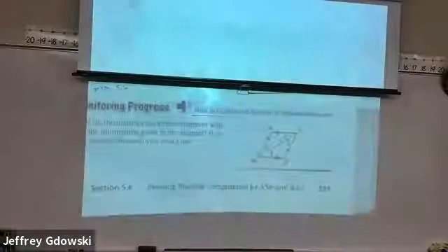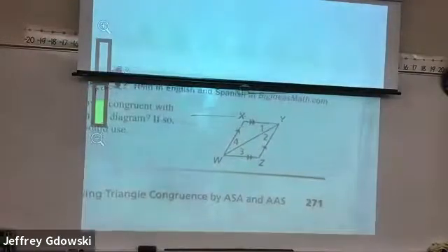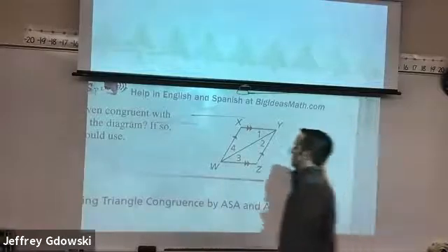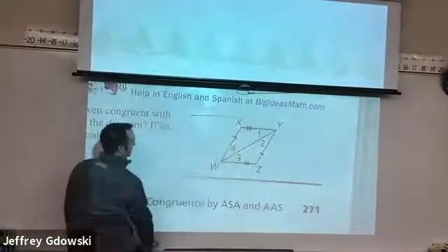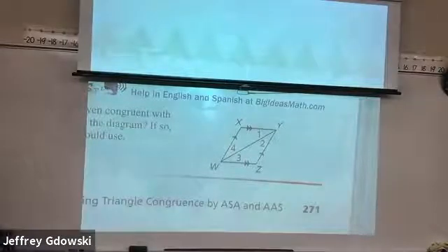All right, so let's look at this picture. Okay, we're looking at this diagram, and we're trying to figure out, do we have enough information to prove that these two triangles are congruent? So I want you to look at it, I want you to think about it. Do we have enough information, and which theorem would we be using?